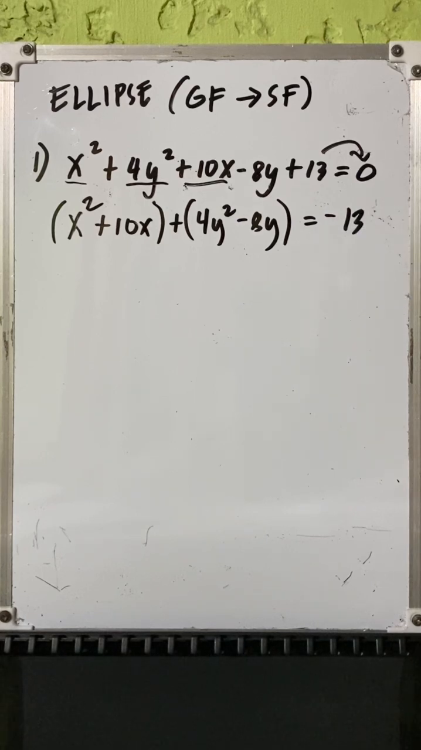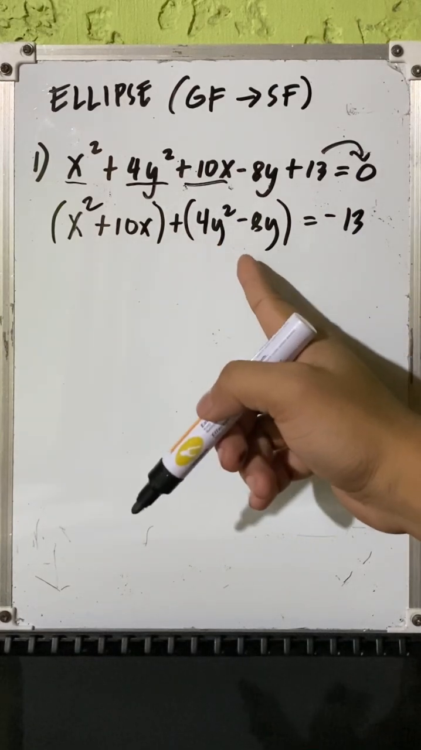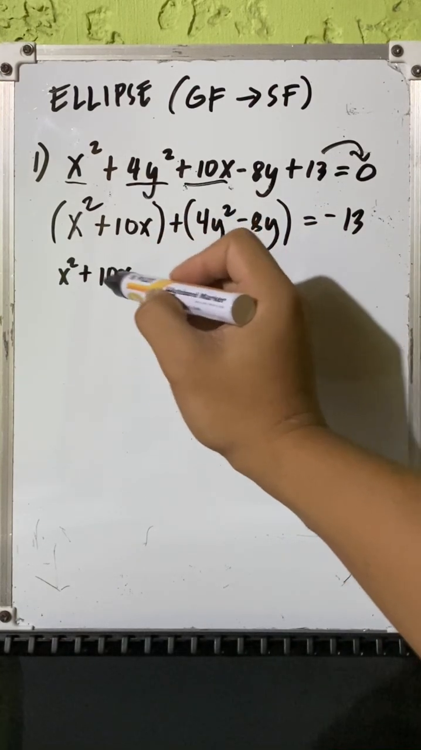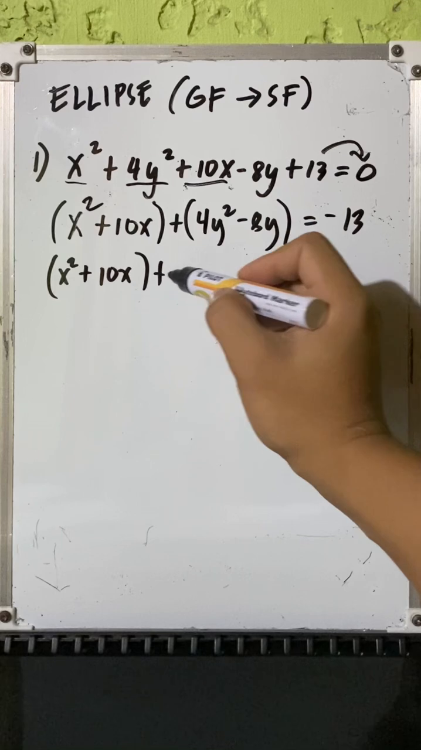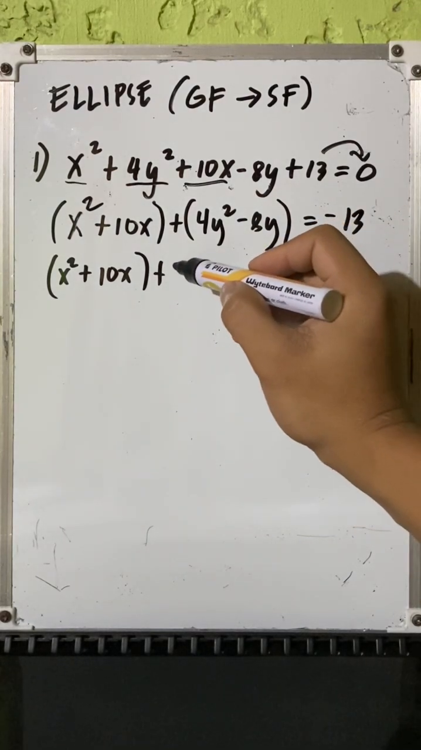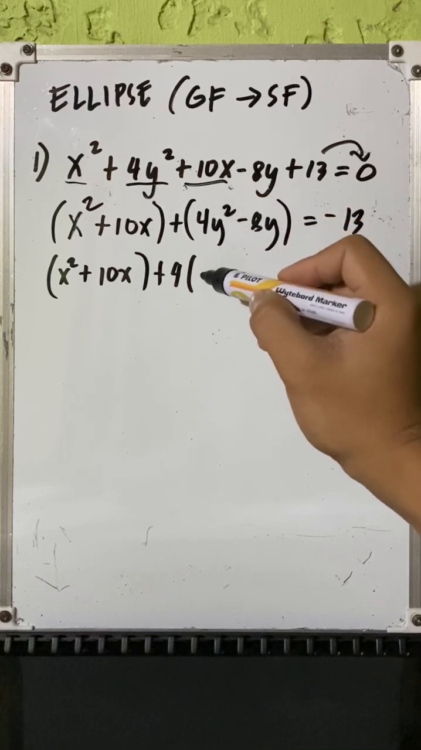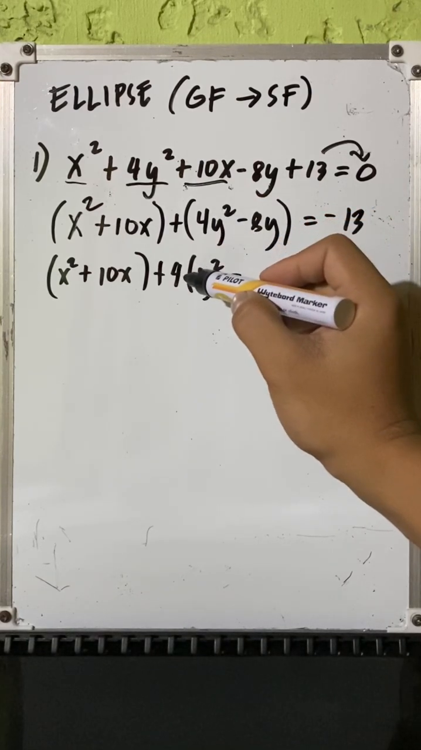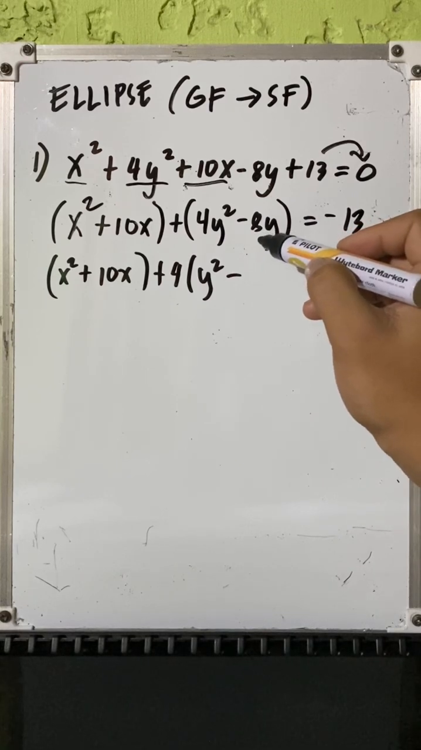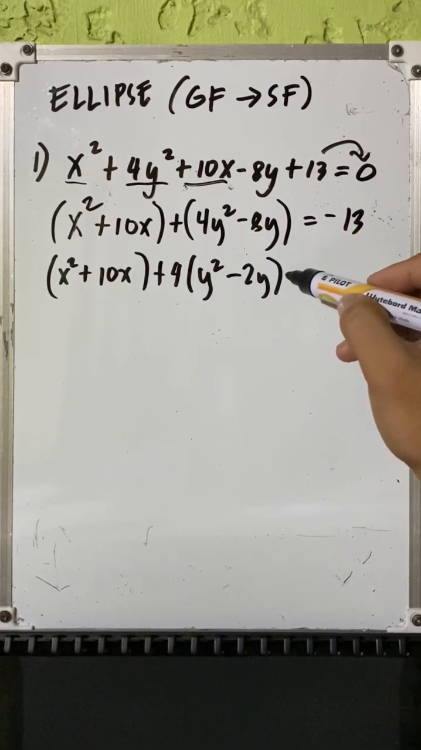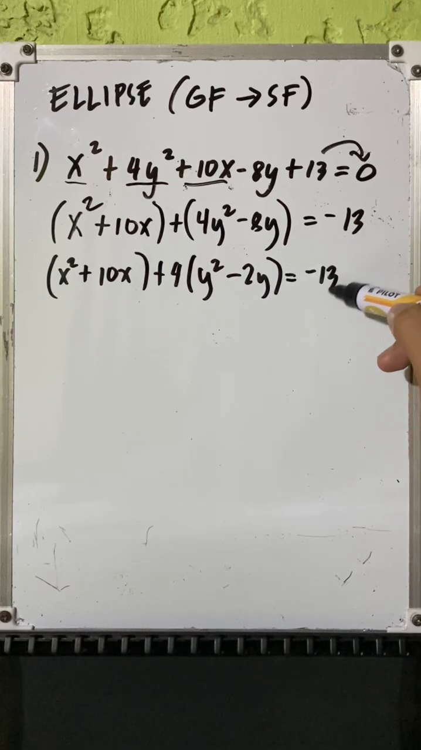Next, we need to factor this first. So you have x squared plus 10x plus 4 times, so this is y squared. 4y squared divided by 4 is y squared. Negative 8y divided by 4, you have negative 2y, is equal to negative 13.